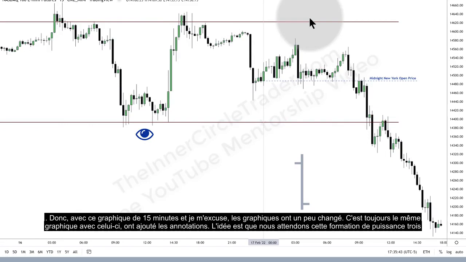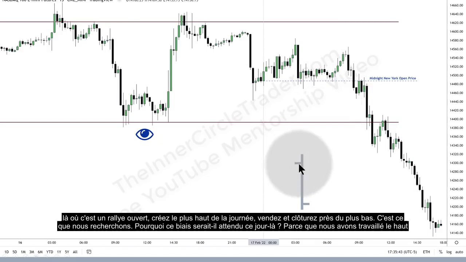So with this 15-minute time frame chart, and I apologize, the chart's a little bit shifted. It's still the same chart, I just added the annotations. The idea is we're expecting this Power 3 formation where it's open, rally, create the high of the day, sell off and close near the low. That's what we're looking for.